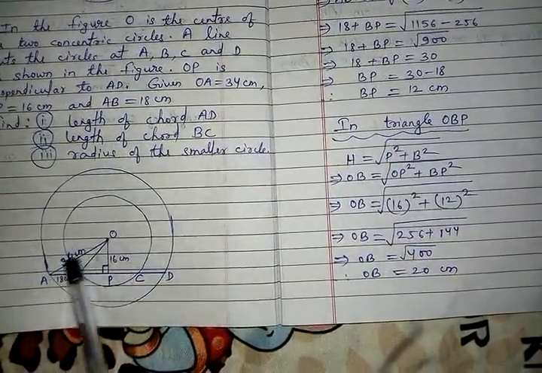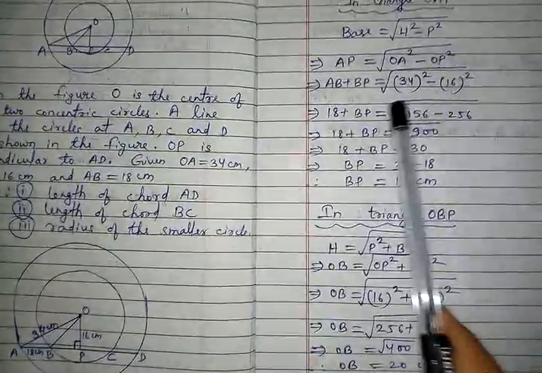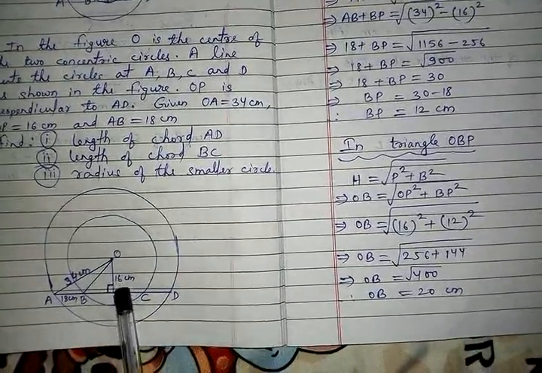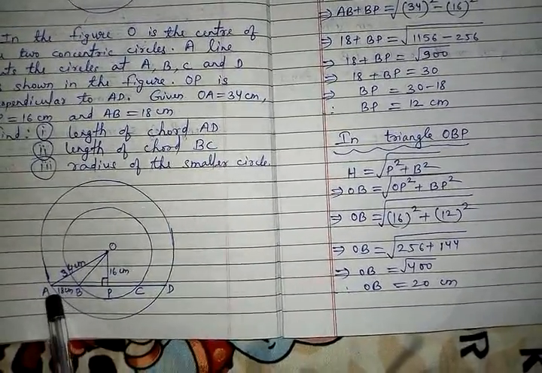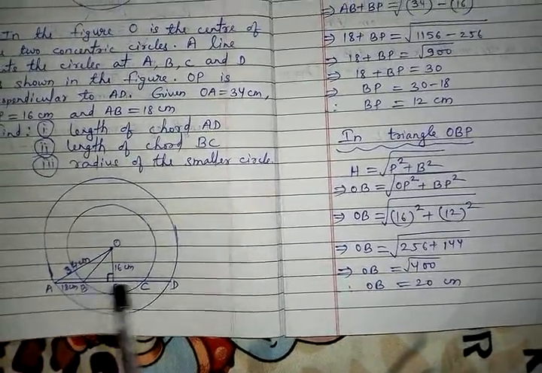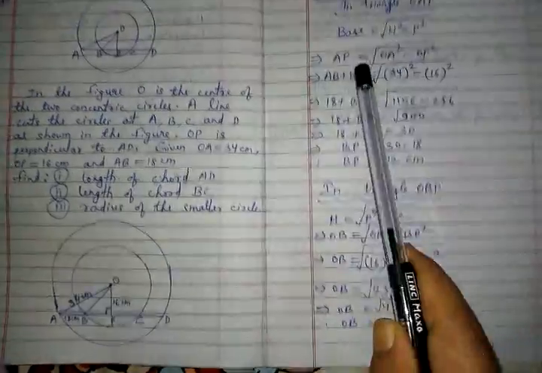OAP, that means I took the greater triangle. So in this triangle I am applying the formula of base. Why? Because I know perpendicular, I know hypotenuse. So I even know 50% of base also. Now this BP I don't know. So that's why to find BP I should apply base formula.